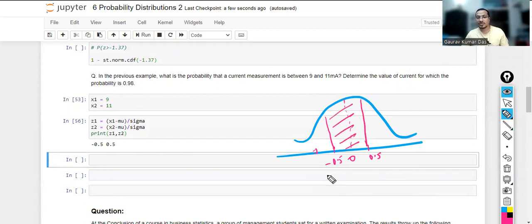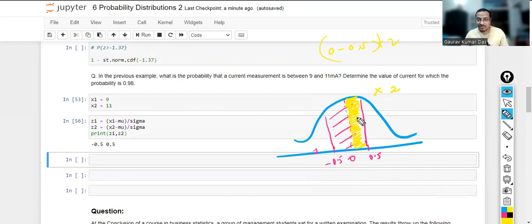Right? Okay. So if I find out this region and multiply it by 2, then I'll get this probability, because either side, it is symmetrical. It has to be symmetrical. Standard normal distribution, theoretically symmetrical in nature. So if I find the probability between 0 to 0.5 and multiply by 2, or 0 to minus 0.5, whatever it is, multiply by 2, I'll get the entire probability between minus 0.5 and 0.5, right?